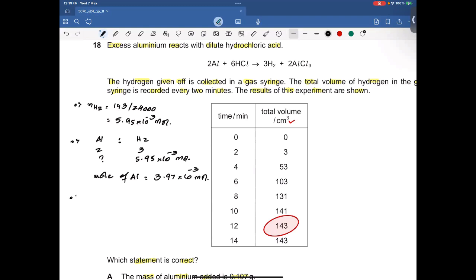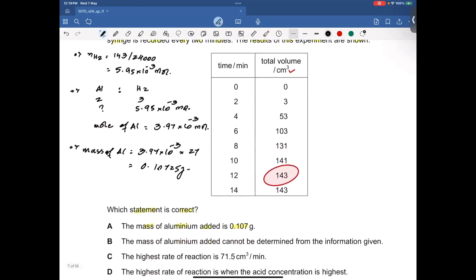I know the relative atomic mass of aluminum, which means I can find the mass. So 3.97 × 10^-3 multiplied by 27, which is the Ar of aluminum. I get the answer 0.10725 grams, and the examiner is giving 0.107 grams. That's the right answer, because exactly the same amount of mass was used, right?